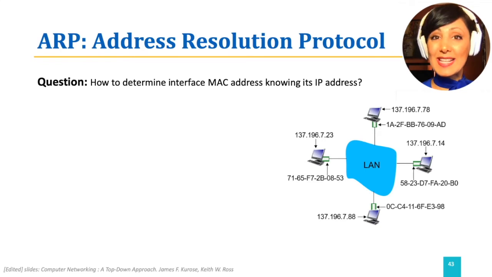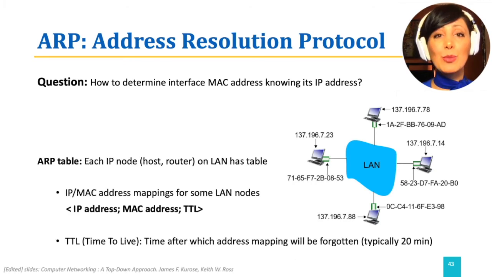Now the question is, how do we find out the MAC address of a device if we do know its IP address? This is performed using ARP, short for Address Resolution Protocol. Each node with an IP address, whether it's a host or a router, has a table to map between the IP and MAC addresses. This table is called the ARP table.